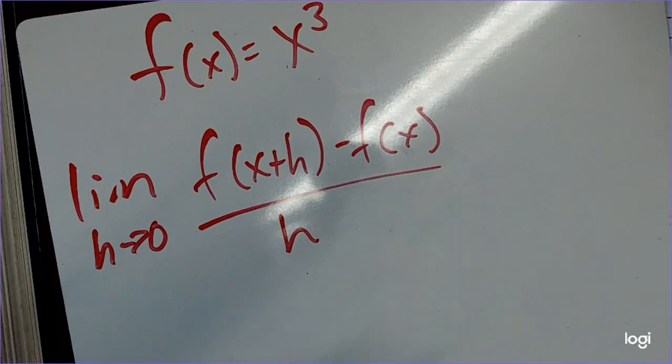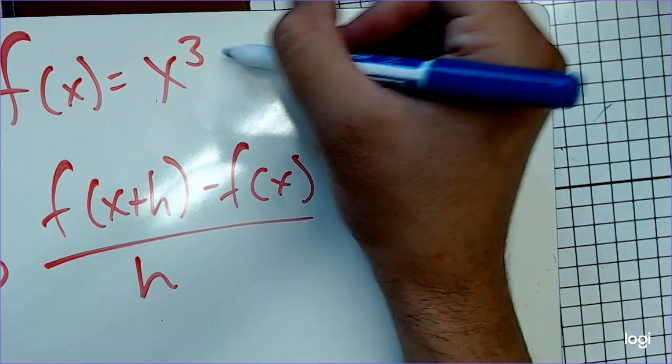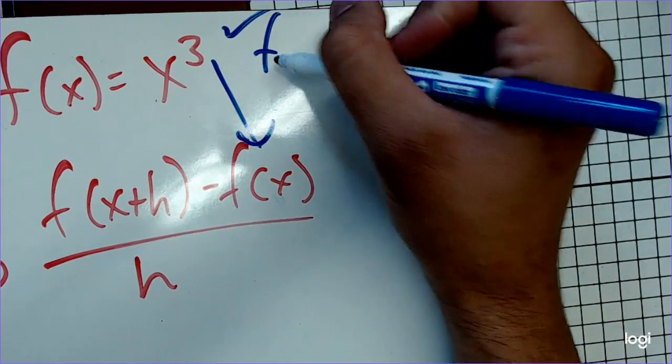Let's go to the smaller marker. Let's find out f of x cubed, that's easy. Got that one, right? Let's find out what f of x plus h cubed is.